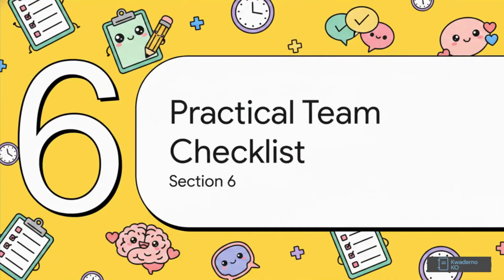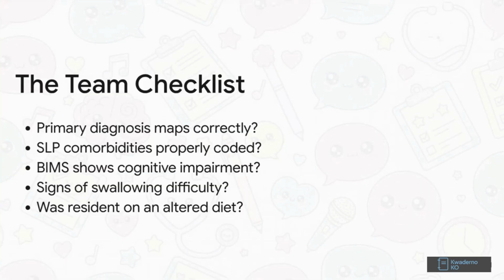Section 6, the practical team checklist. We want to give you a direct, actionable checklist that your interdisciplinary team can use before locking any assessment. Don't view these as abstract errors. Treat these points as mandatory questions you must ask yourselves. Does the primary diagnosis map correctly? Are comorbidities like aphasia or a trach properly coded? Does the BIMS actually show cognitive impairment? Are there any signs of swallowing difficulty, even just with pills? Was the resident on an altered diet during the look-back period? If the answer is yes to any of these, your MDS and supporting documentation absolutely must match.